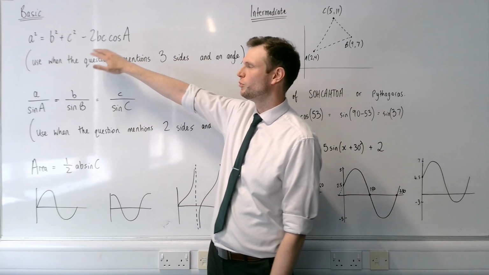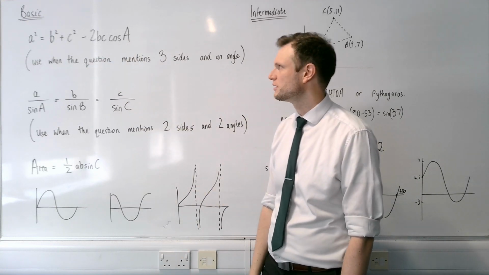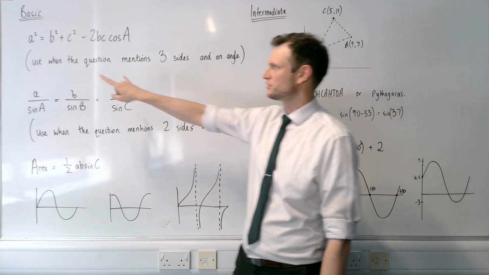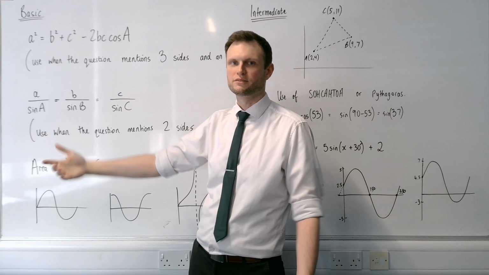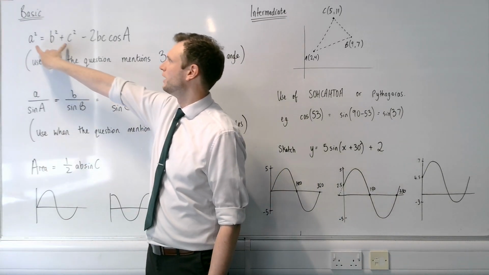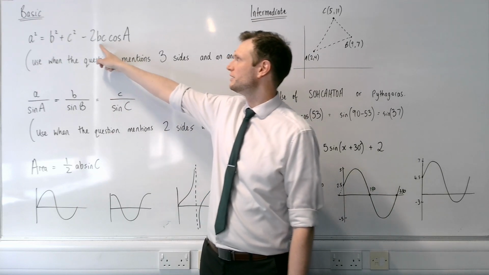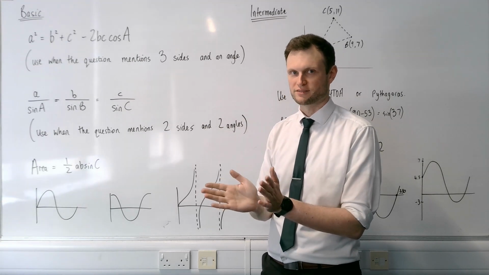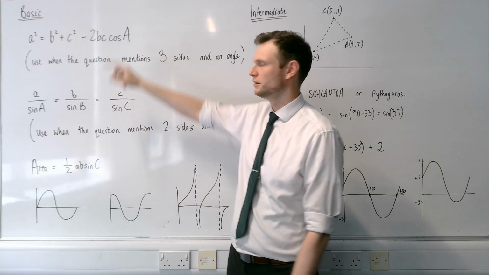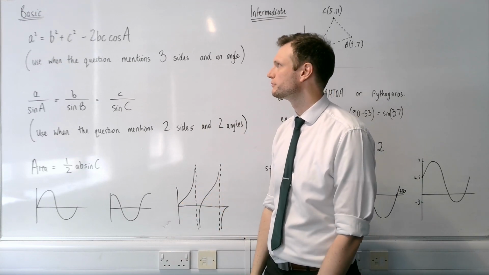So this is one way of writing the cosine rule, the other way is to have cos A as the subject. I like this way because it just starts off like a squared equals b squared plus c squared. It's like Pythagoras' theorem, but take away 2bc cos A. B and C are the lengths of the lines next to the angle, this angle A, and A is the length of the line opposite angle A.